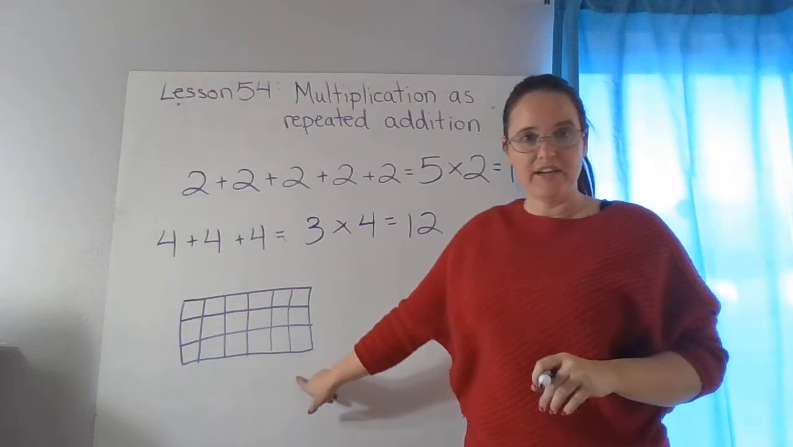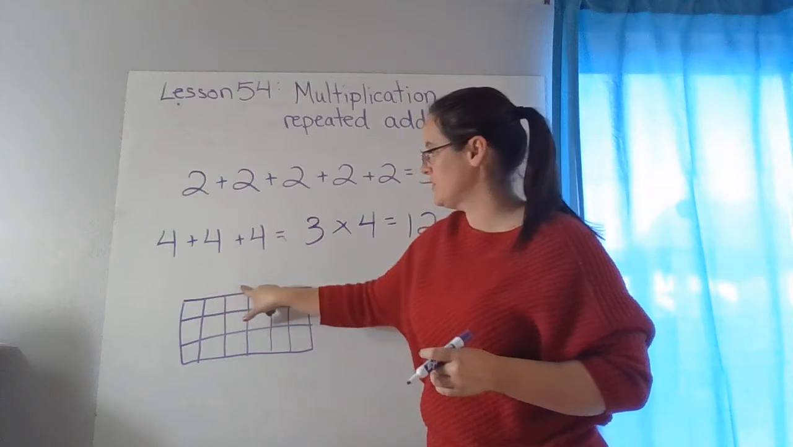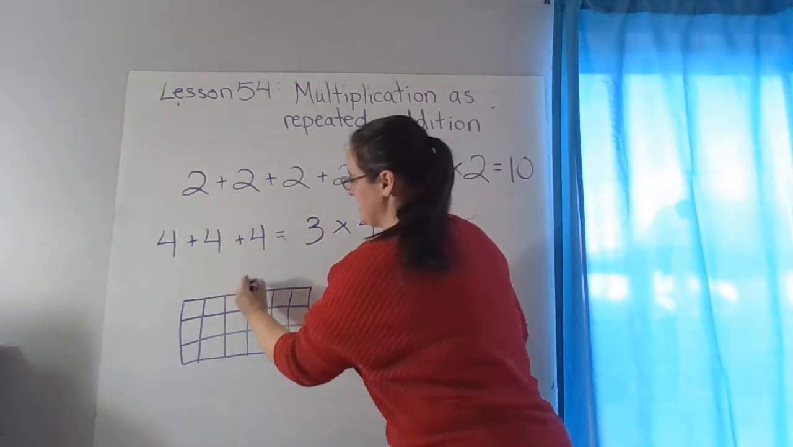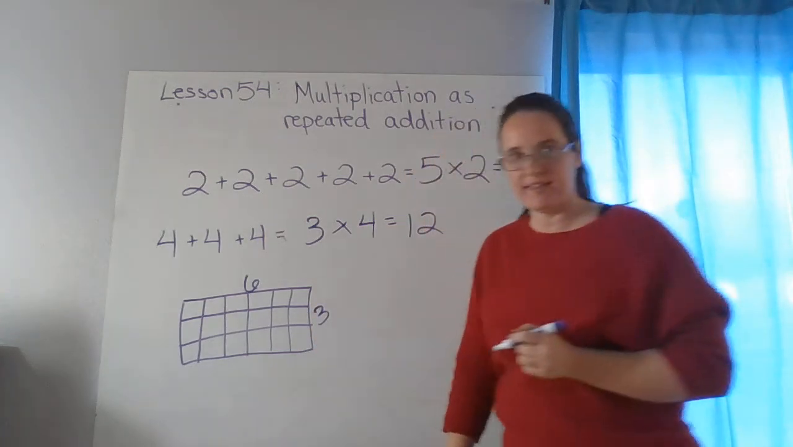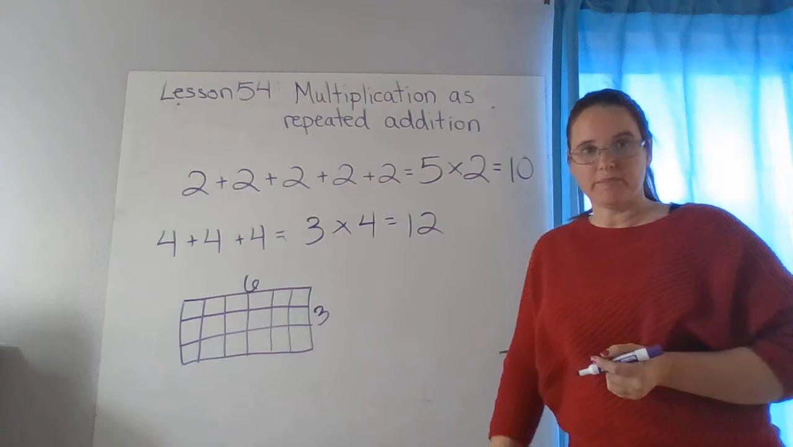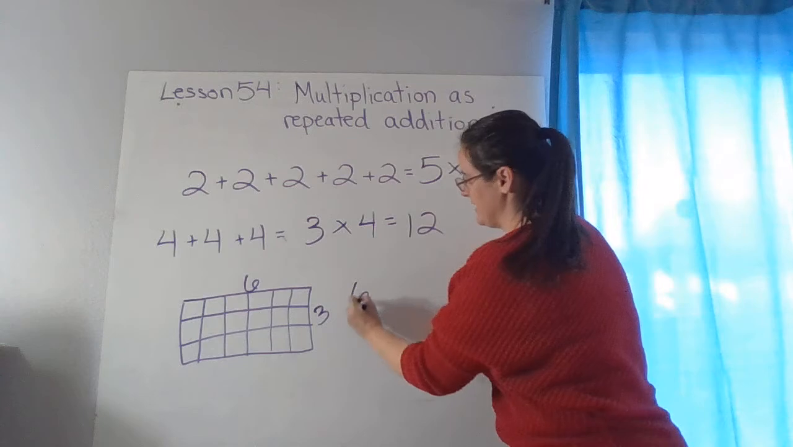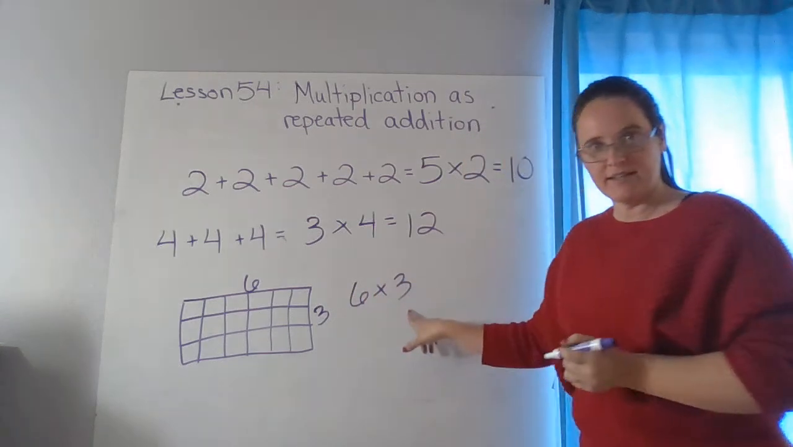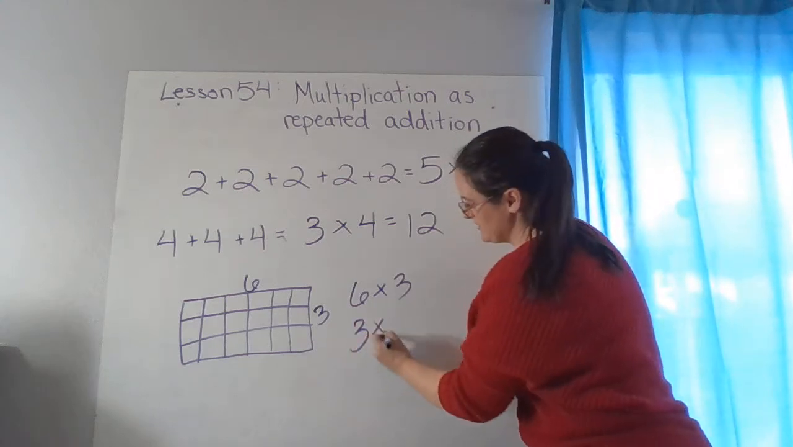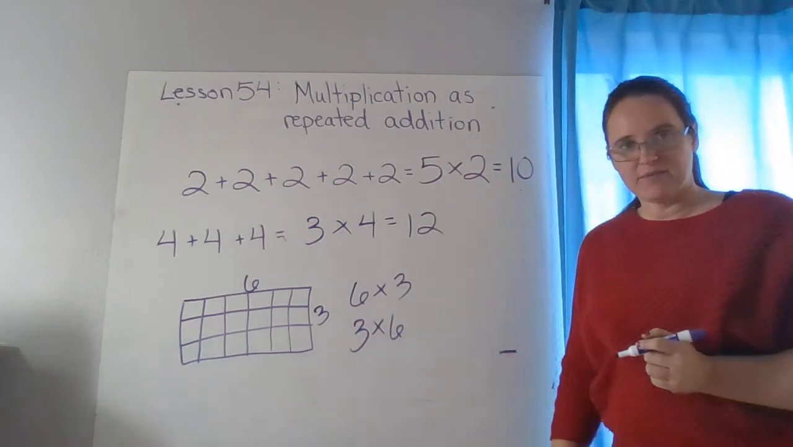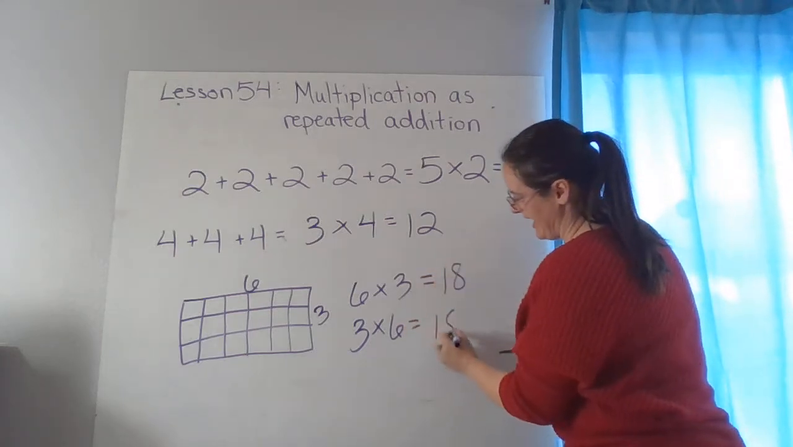And then for my picture here, I need to count the length and the width. So I've got 1, 2, 3, 4, 5, 6 for my length. 1, 2, 3 for my width. So I could write this multiplication fact two ways. I could say I have 6 groups of 3, like this, or I could look at it this way and say I have 3 groups of 6. Either one of these would be correct. Both of them are going to give me an answer of 18.